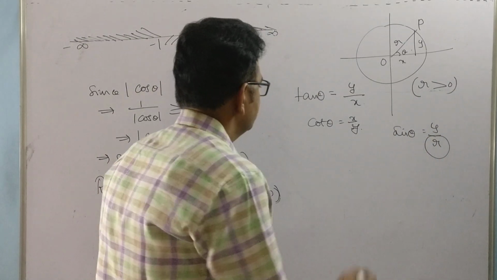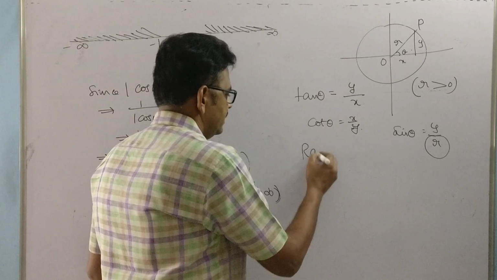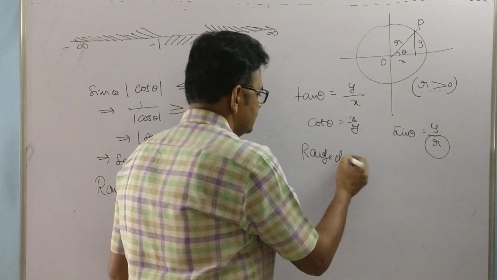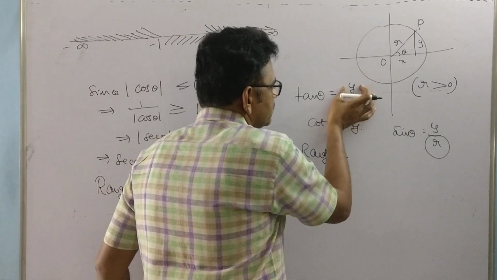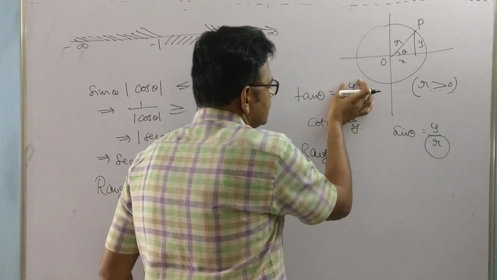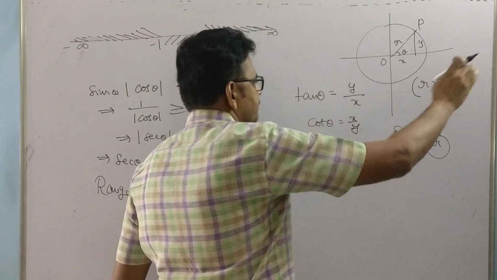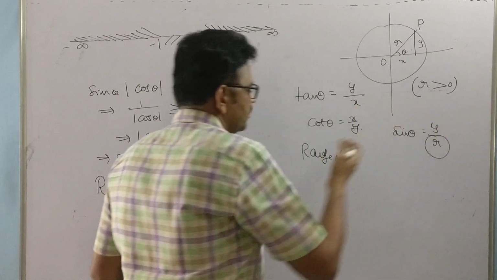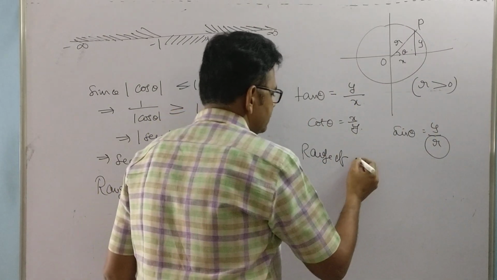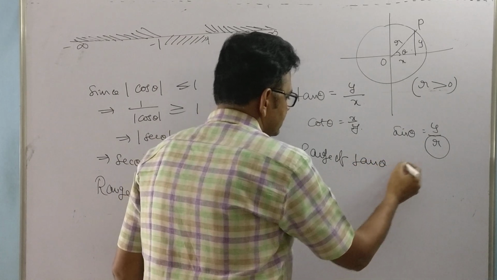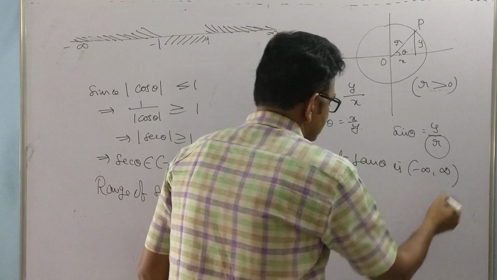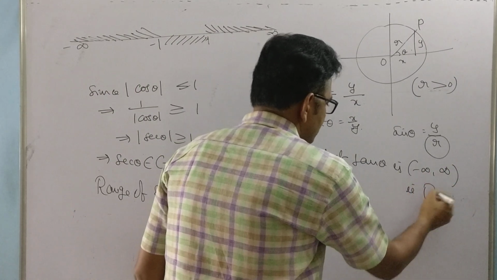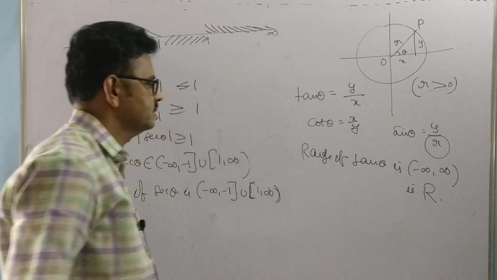So this is a range, which means there is no condition on these two. I am taking X 1000, Y 1000, X is 1. Means a very big number, or a big negative number, or a big positive number. That means the range of tan theta is minus infinity comma infinity, that is the set of all real numbers.